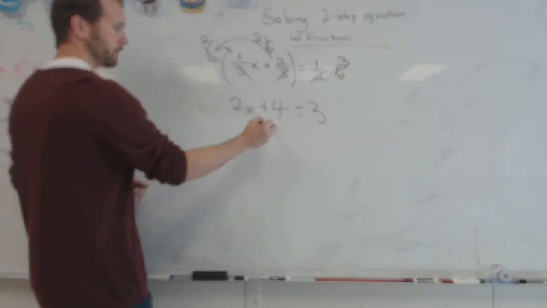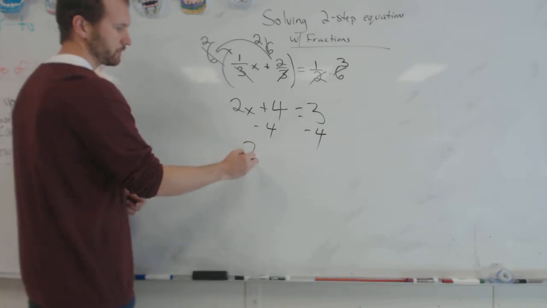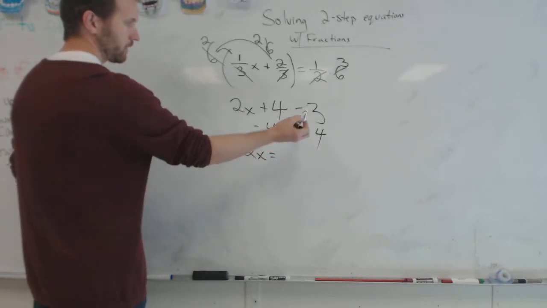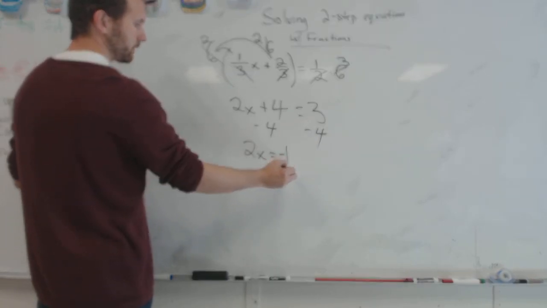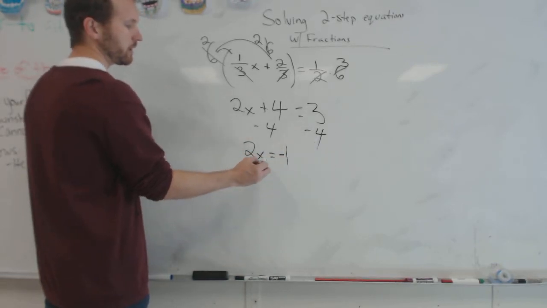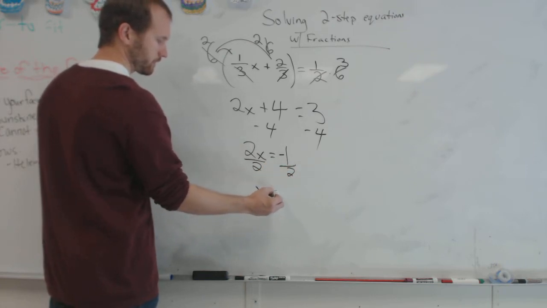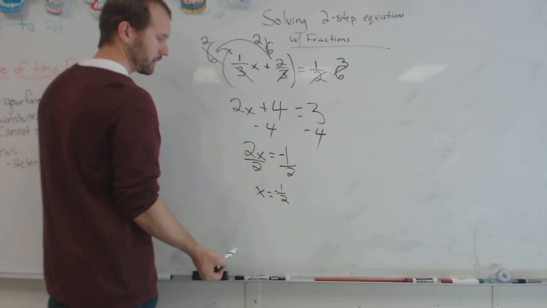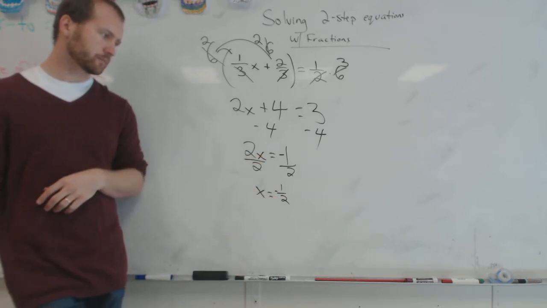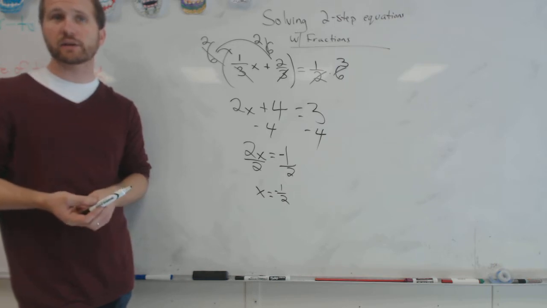And you subtract 4. Then it'll be 2x equals 3 minus 4, which is negative 1, right? Because this one's bigger. Then you divide by 2, and it'll be negative 1/2, right? So this time I got a negative fraction as an answer.